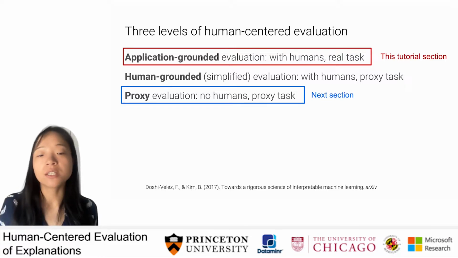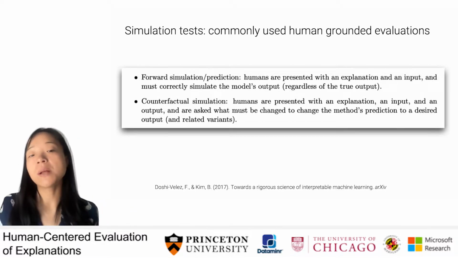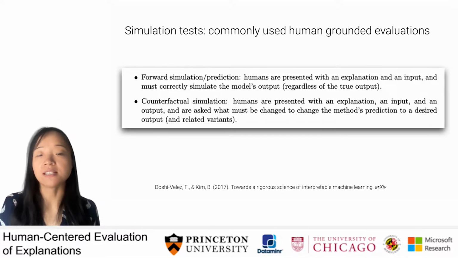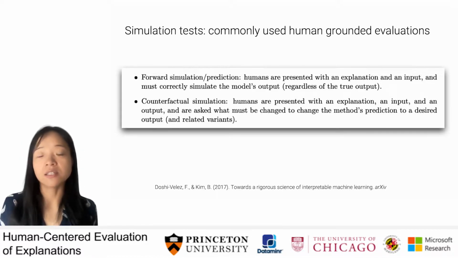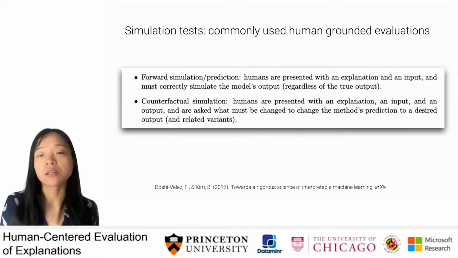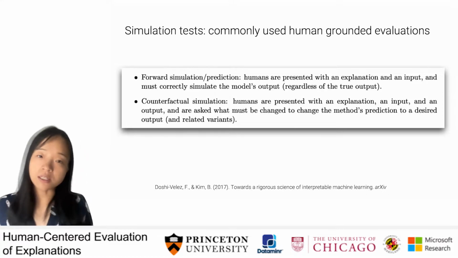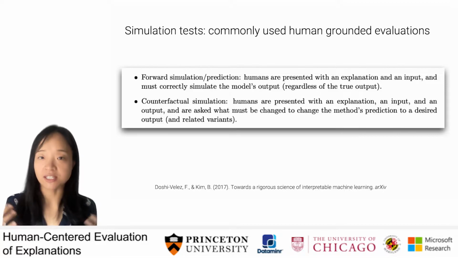I want to also briefly talk about human-grounded simplified evaluation. In fact, they are common in recent AI and NLP research that conduct evaluation with human subjects. Devoid of real task context, these evaluation studies use a simplified setup by asking human subjects, often crowd workers, to predict a model output based on the input and explanation. The idea is that if humans can understand how the decision process works based on the explanation, they should be able to simulate the output. These tests are therefore often called simulation tests.